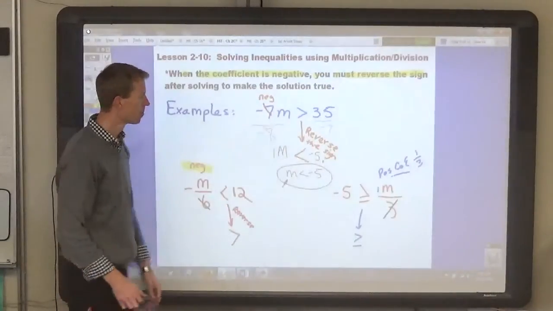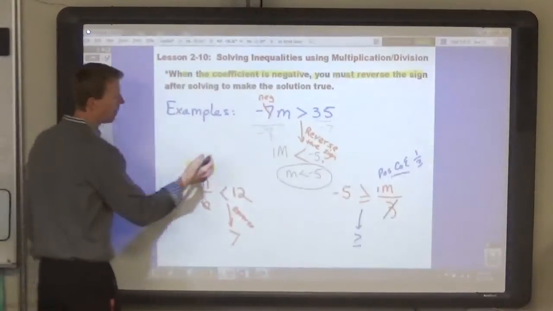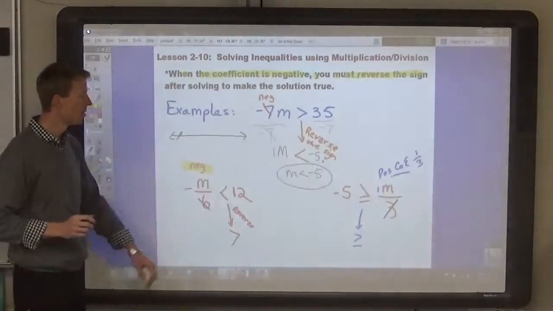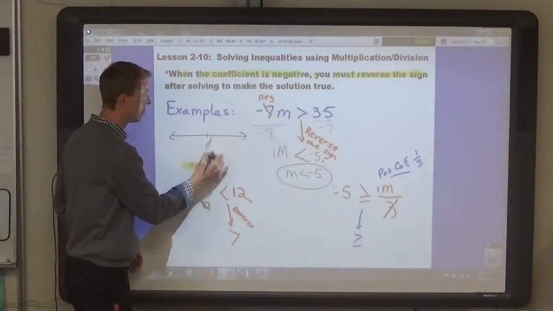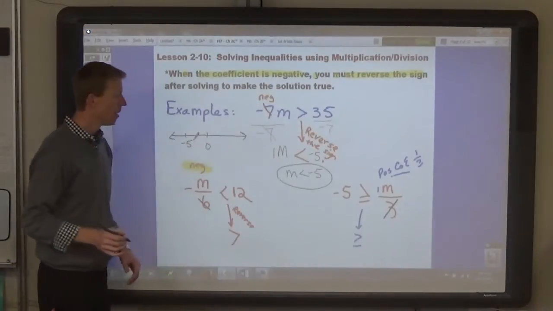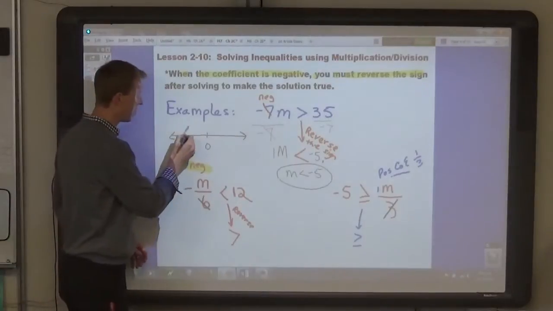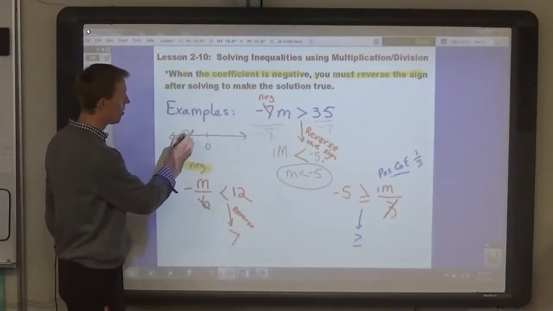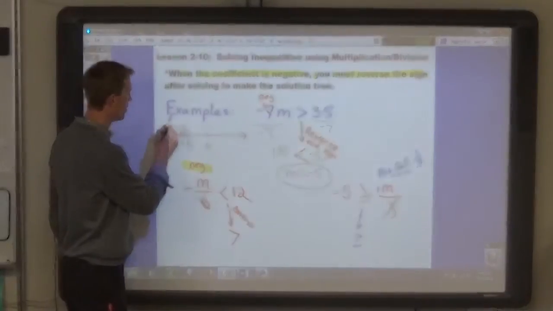Okay? To graph it, we still have to graph these. Mark 0. Mark the number negative 5. Mark it with an open dot. And then arrow to the left.